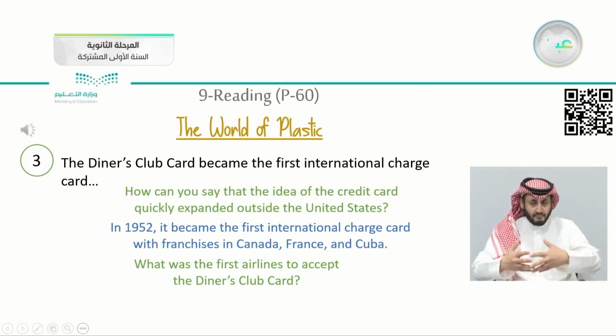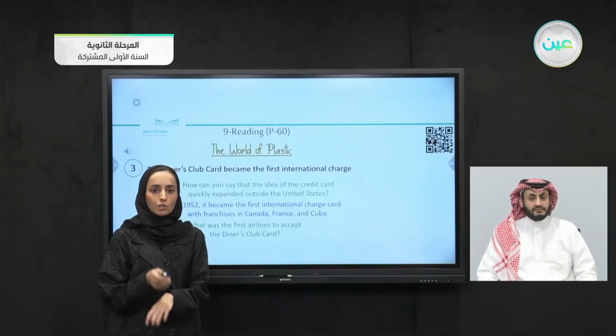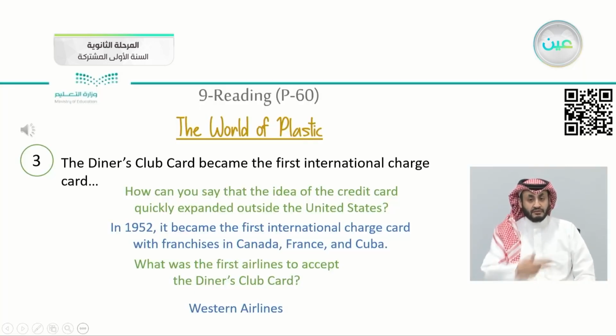What was the first airline to accept the Diners Club card? It became popular in restaurants, hotels. Now the first airline, it was called Western Airlines. Western Airlines accepted the Diners Club card as the first American airline to accept it.